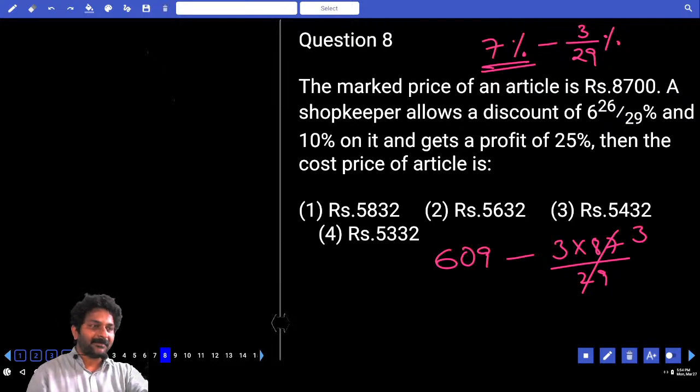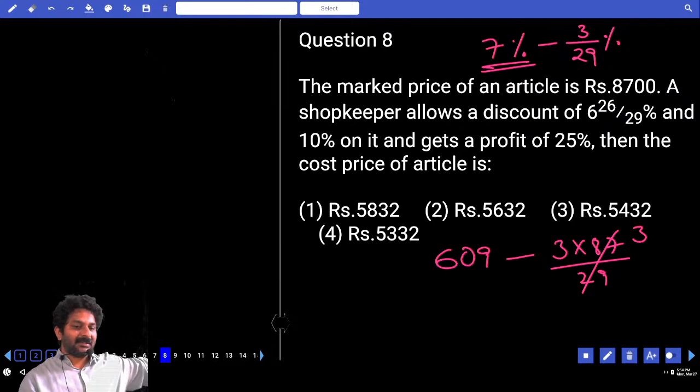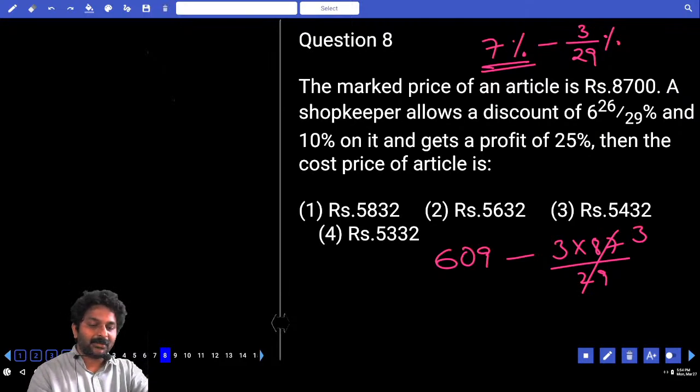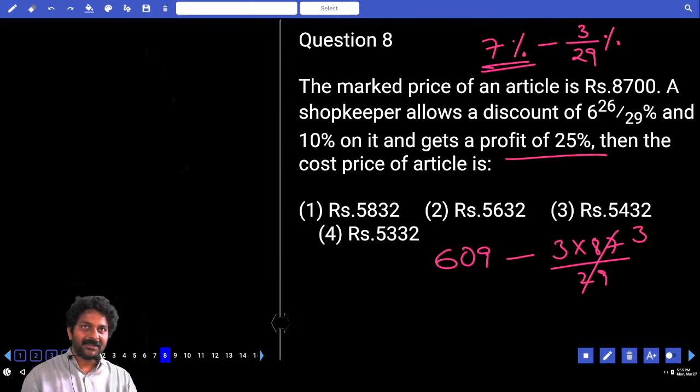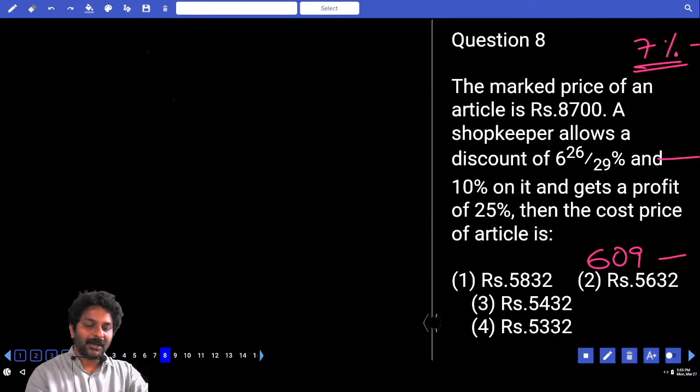Subtract 1000, add 190, that gives 7,290. Agreed? At this price we are selling the item, thereby making a profit of 25%. That means the selling price becomes 125%. 1% value is by 125. Cost price is 100%, so into 100. 4 times, 5 times. Cancellation by 5.